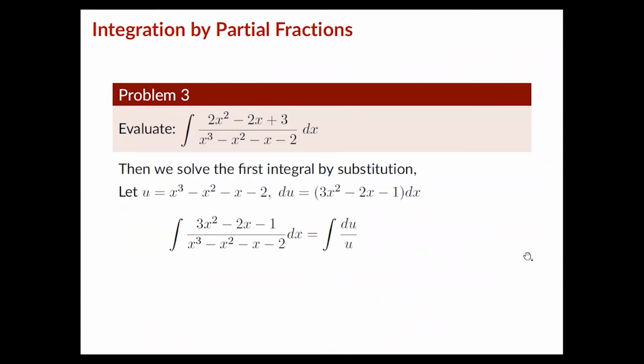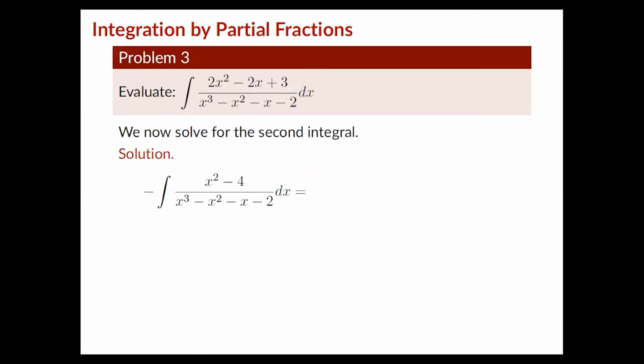Inspect natin yung first integral. By substitution, we get u to be equal to the denominator and du to be equal to the numerator dx, so that it will come up clean and nice as this integral du over u. And we know that the integral of this is just the natural logarithm of u plus c. And substituting back our original expression, we get the natural logarithm of x cubed minus x squared minus x minus 2 plus some constant c. And this is our first integral.